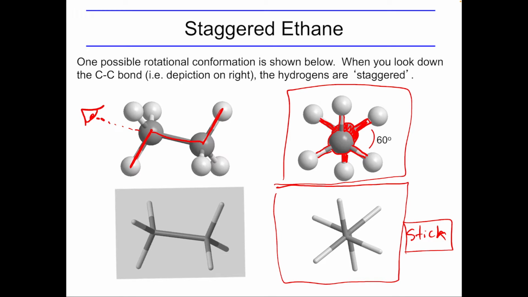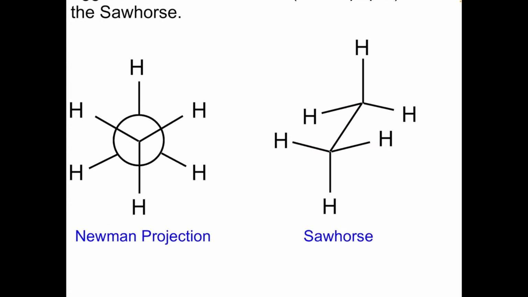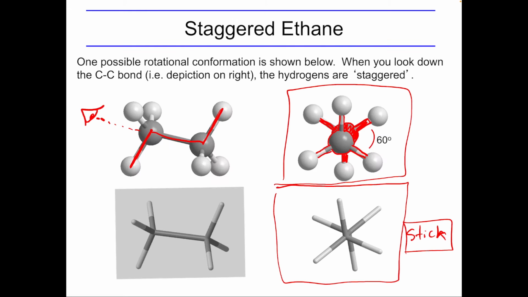So what we could say is that if you look at any hydrogen on, say, the back carbon, it's sort of halfway in between any two hydrogens that are on the front carbon. So you can see between these two hydrogens there's a 60-degree angle. Between these two hydrogens there's a 60-degree angle as well. So every hydrogen on one carbon is positioned halfway between two hydrogens on the other carbon. So yeah, we give this conformation a name called staggered.